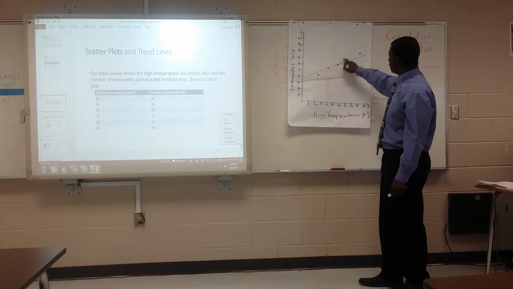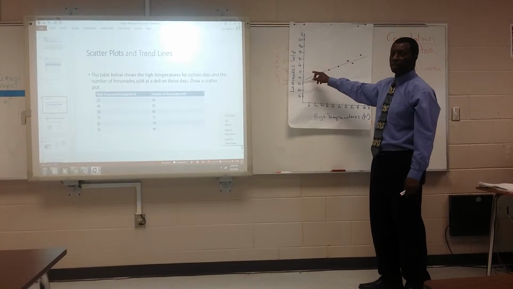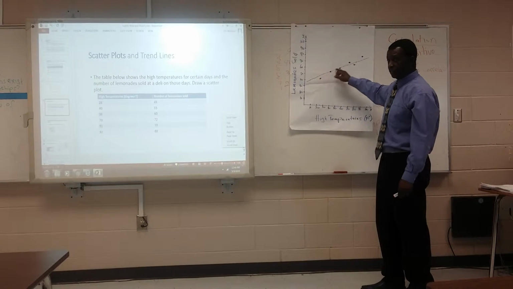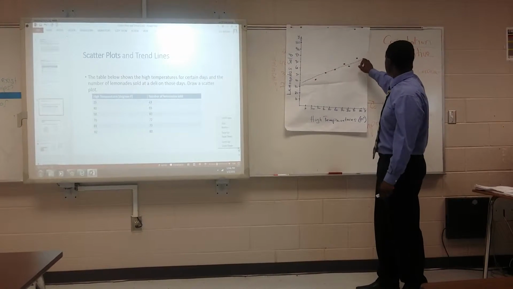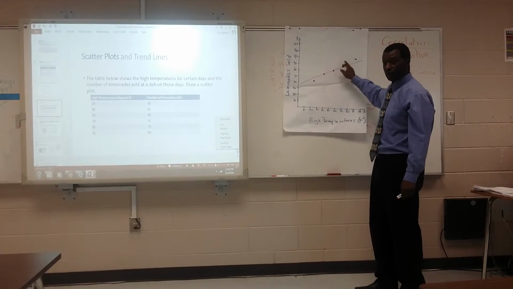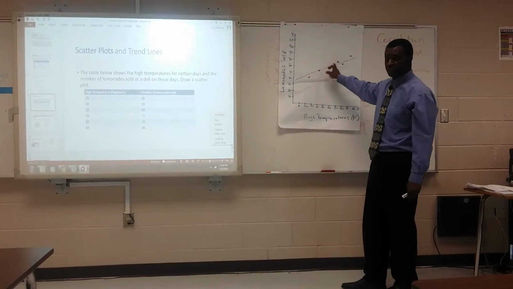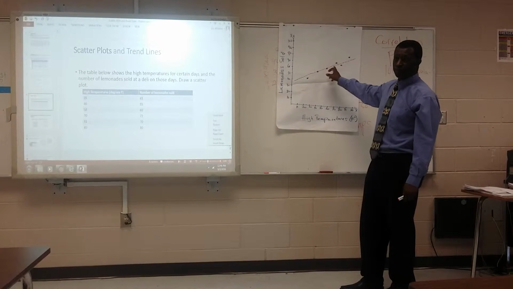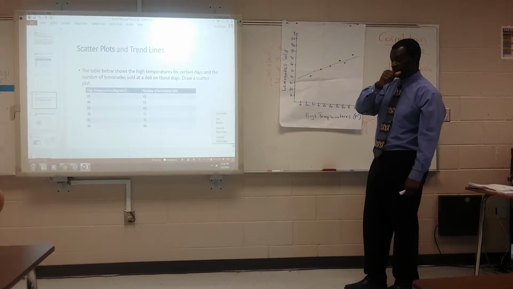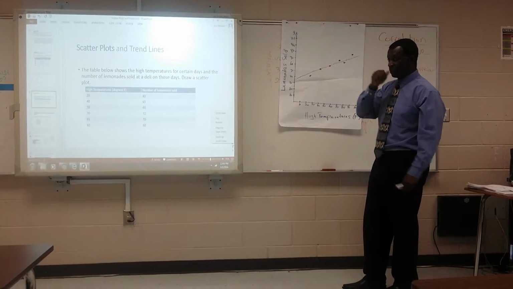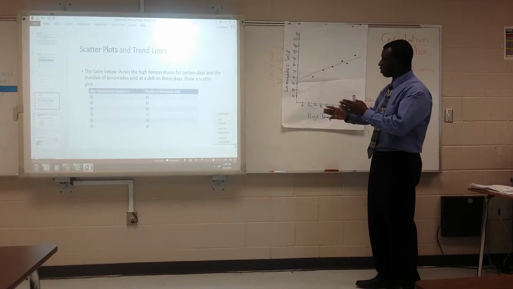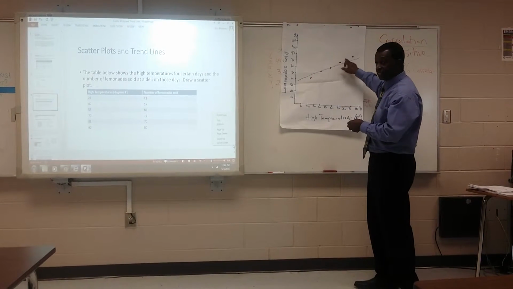What do we see about the scatter plot in this graph here? It appears linear, okay, so this one too we can say there is a positive correlation between the high temperatures and the lemonade sold. But is it perfect? No, it's not perfect, right? Why do we say it's not perfect? Because they are not all lined up on this line drawn here.